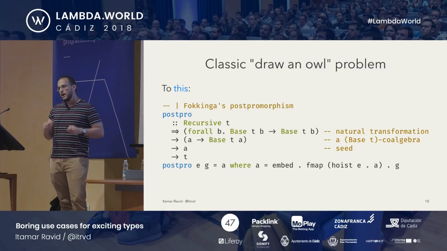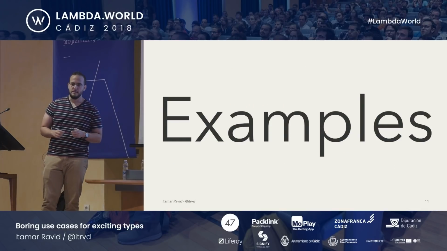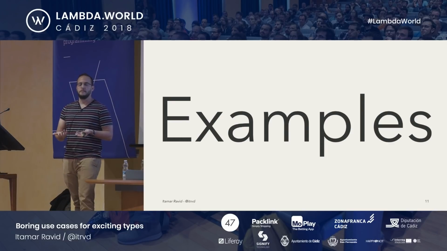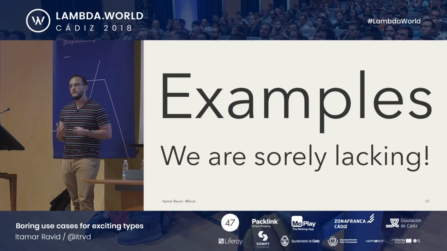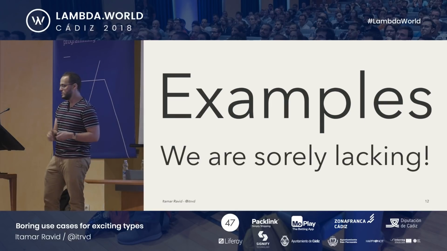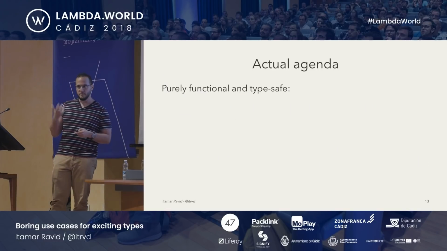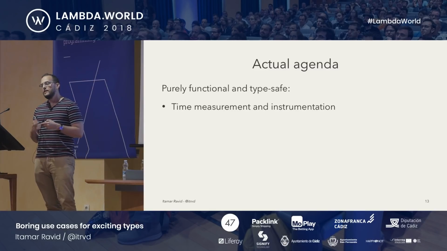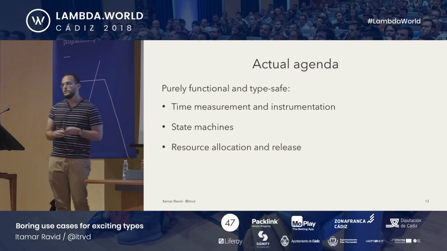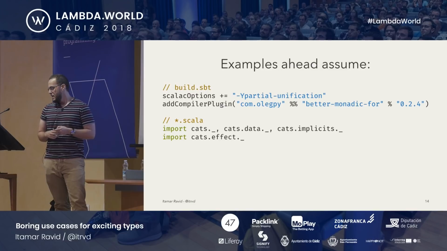But the actual problem here is that we are lacking in examples in the functional programming community. Whenever I like to teach something to one of my teammates, I am sorely lacking in examples, or at least examples in articles I can point them towards. So this talk will be about giving you a few examples of purely functional type-safe time measurement and instrumentation, state machines, and resource allocation and release. So let's go. Let's get started.